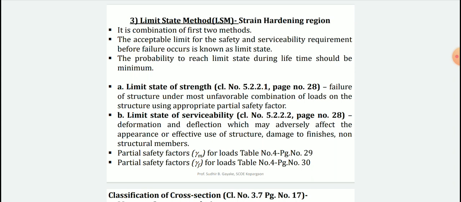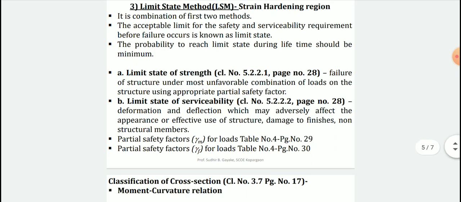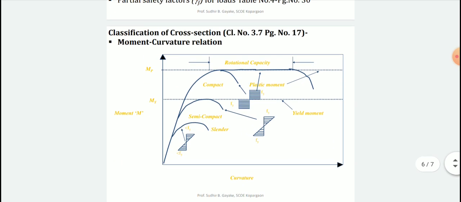In this method, partial safety factors are to be adopted for loads as well as for strength calculation. So both the tables are given. On table number 4 on page number 29, that is for material, and again the gamma f value, that is for loads, is given on page number 30. So here is one correction, that is table number 5. You can see that. By referring to these tables, we are going to add up these partial safety factors for calculating design strength as well as design loads. Now next point, classification of cross section.